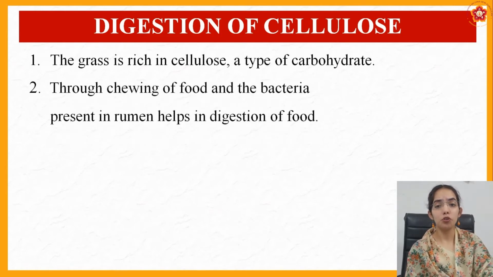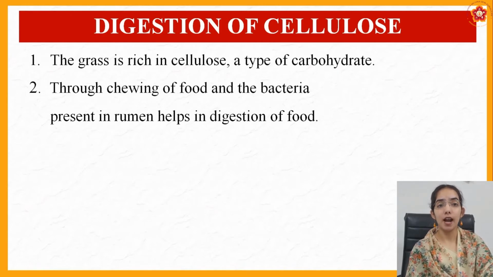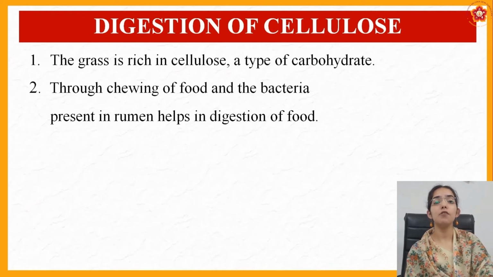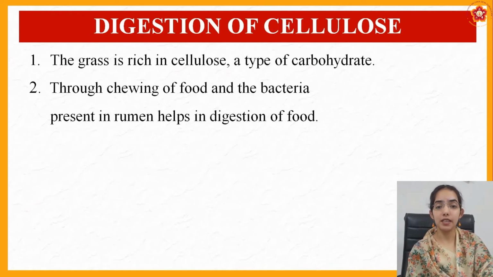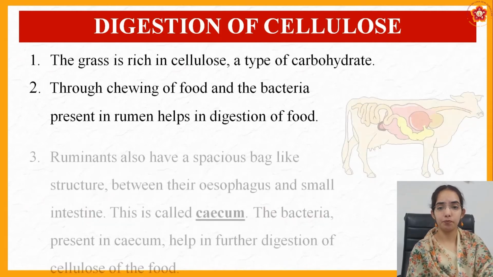So through thorough chewing of food, and the bacteria present in the rumen, it helps in the digestion of food. So since they are chewing the grass twice, and then there are various bacteria in the rumen, that helps in the digestion of food.